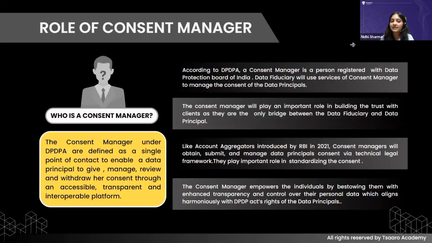Now, consent manager is something that I already walked you guys through. That would be a bridge between the data fiduciary and the data principal, who would manage, review, and withdraw her consent through an easily accessible format. And it could be a platform, it could be a third-party entity, it could be a person. So that would help the data principal to understand the processing, to maybe understand what the fiduciary is doing, and it would ease the process of giving the consent and withdrawing the same.